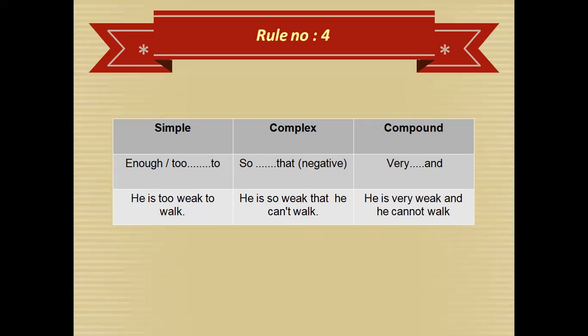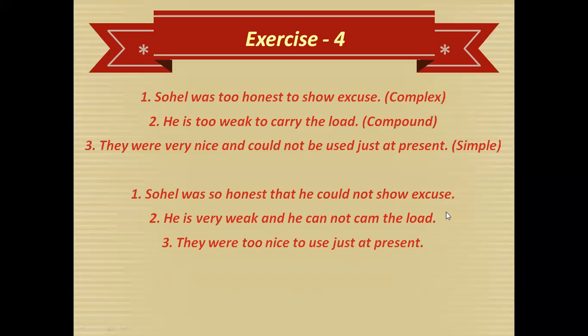Rule 4 is very easy because it is easy for you to transfer the sentence from simple to compound or compound to complex or complex to simple. So you can see the sentence in simple, too to infinitive; to change to complex, so that or negative. Then in compound, very and. You can see here the example, he is too weak to walk. So how will you change in complex? He is so weak that he can't walk. So here you are using the negative can't. Then compound, he is very weak and he cannot walk. Now we can see the exercise.